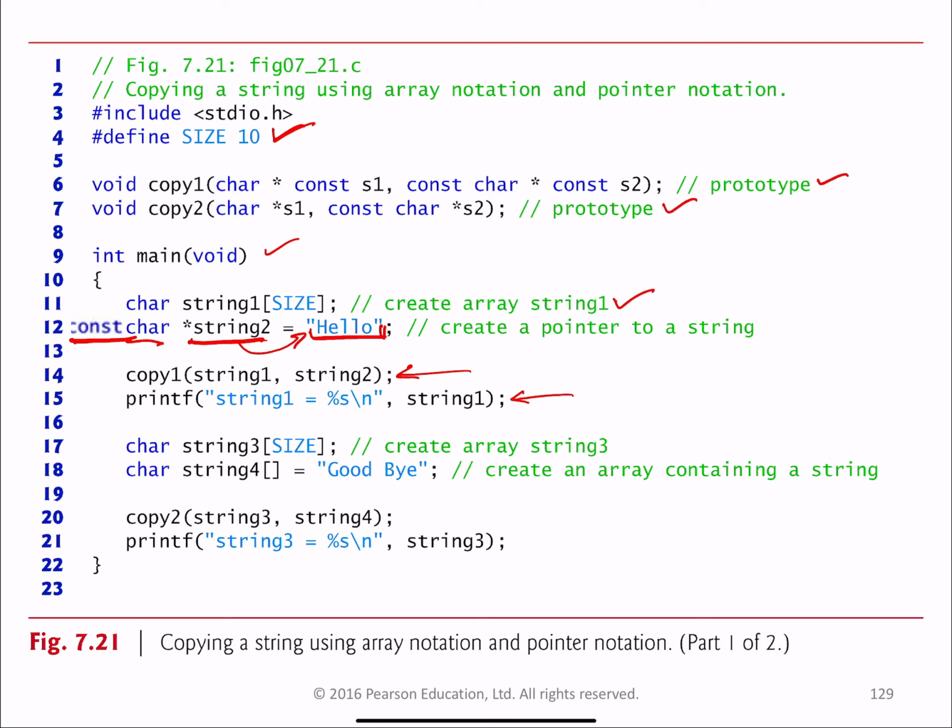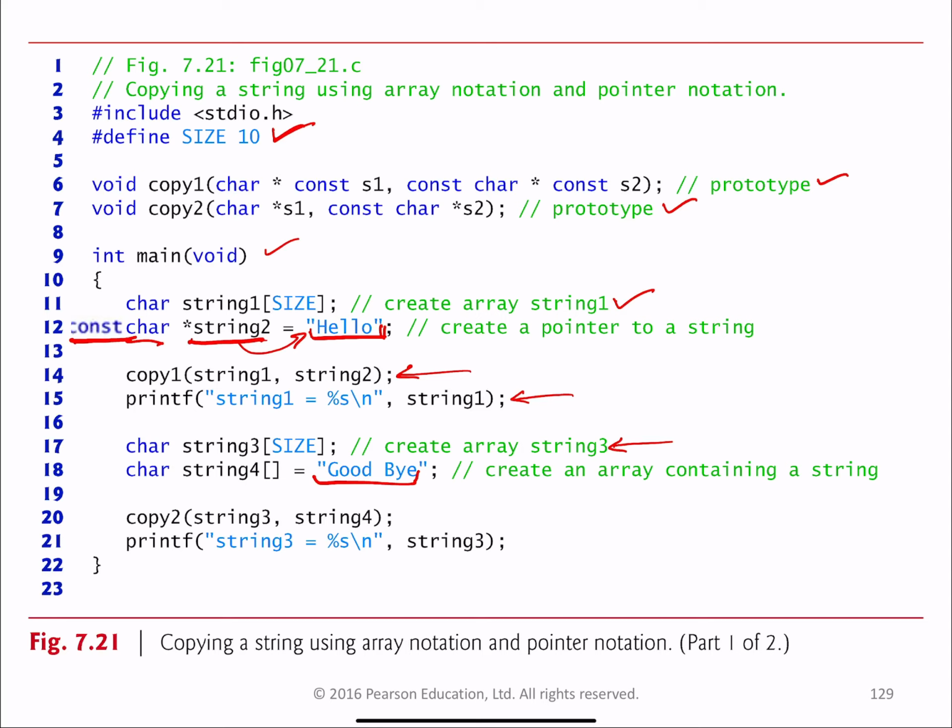After copy1 is called and executes, we print out string 1. Then we create another character array called string 3, also of size 10, and a character array called string 4 with this inside it, goodbye.